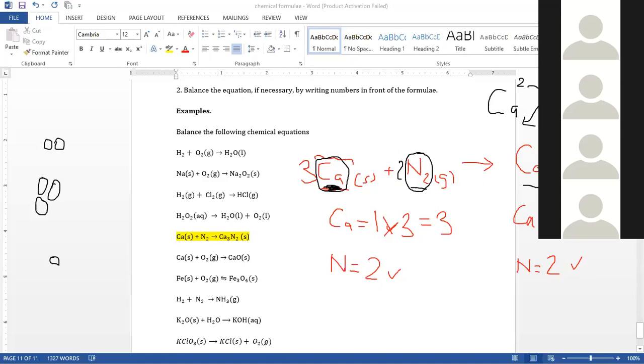Then when there are two different atoms that chemically combine together, we say a compound. Now this calcium nitride, we call it a compound, because calcium and nitrogen have chemically combined together. Okay, I hope that makes it a little better.